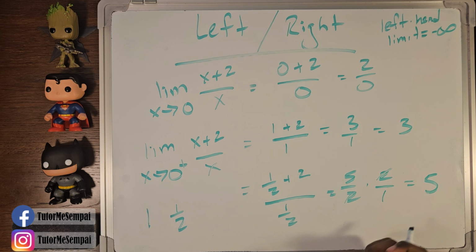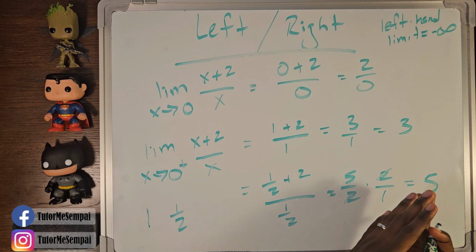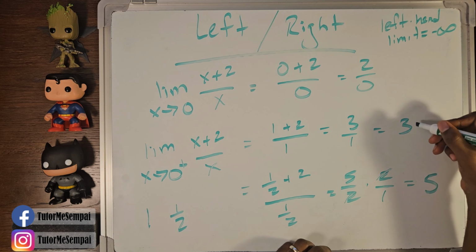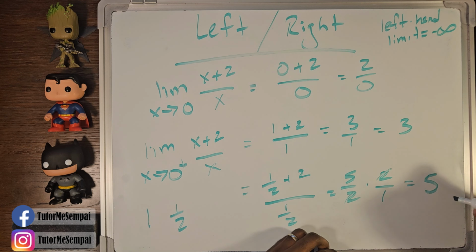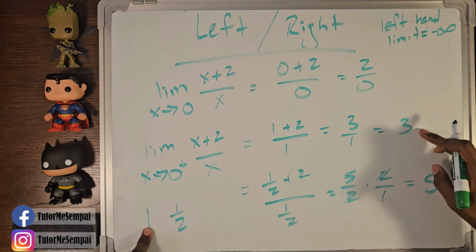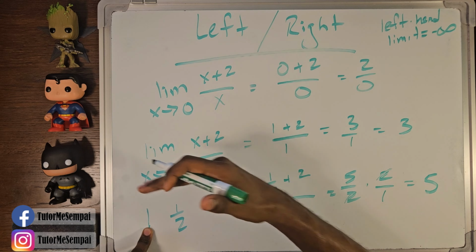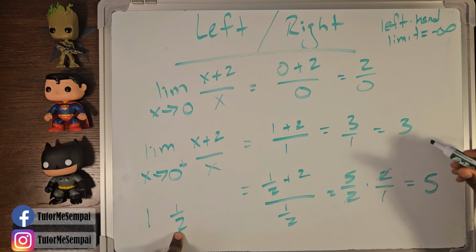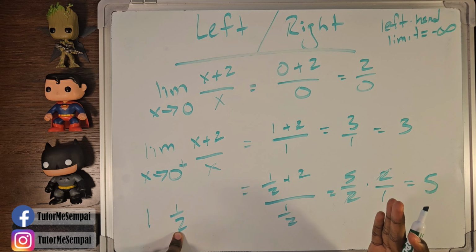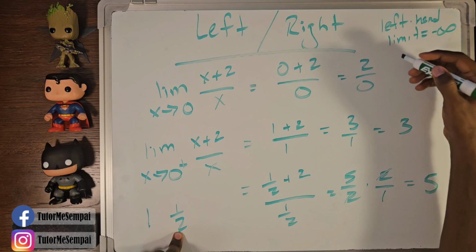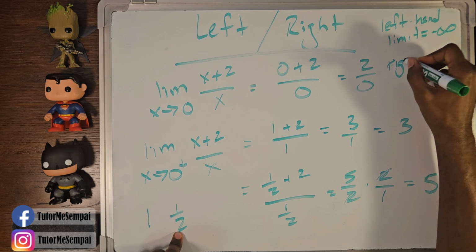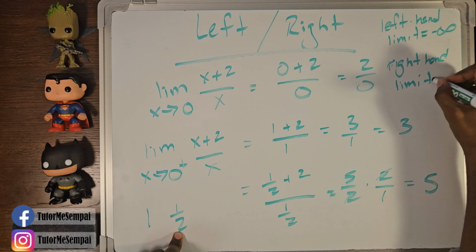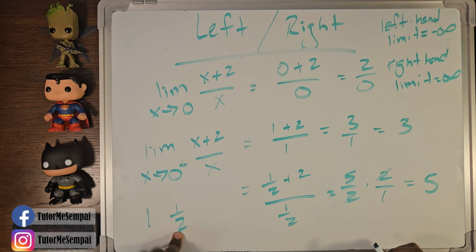So I'll ask you again, what's the pattern here? Are we getting more negative? Are we getting smaller? No. We're actually getting larger, going from 3 to 5. We're starting at 1 and we're going closer to 0. Starting at 1 and we're going to a half, but we're going from 3 to 5. We're getting larger, which means that our right-hand limit is going to equal positive infinity.